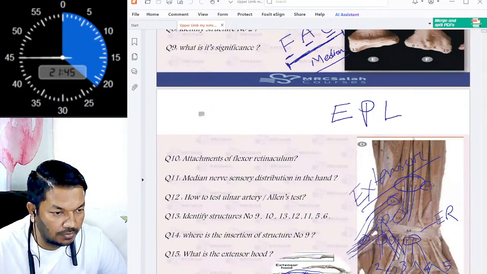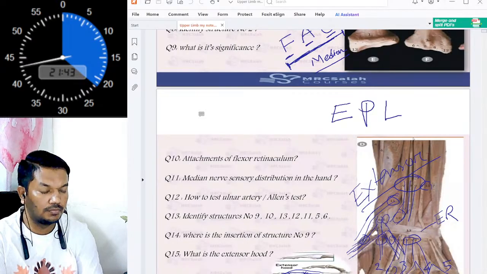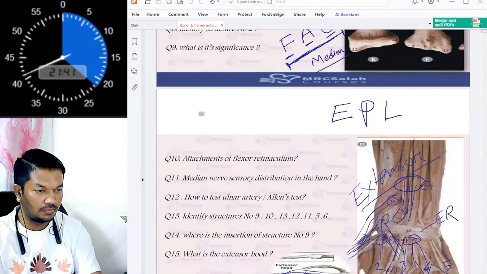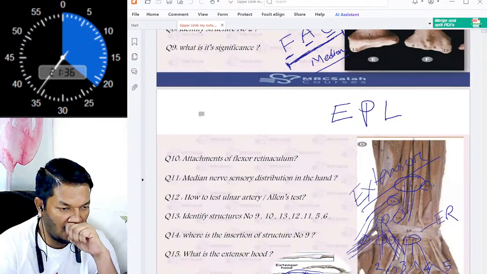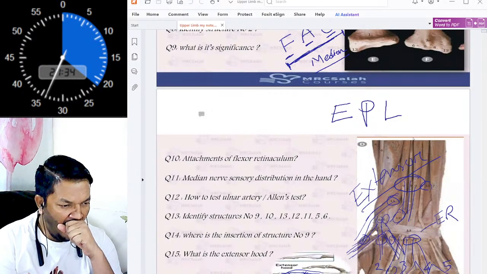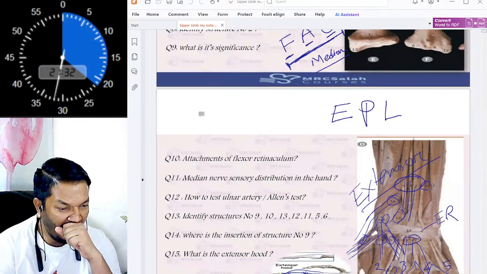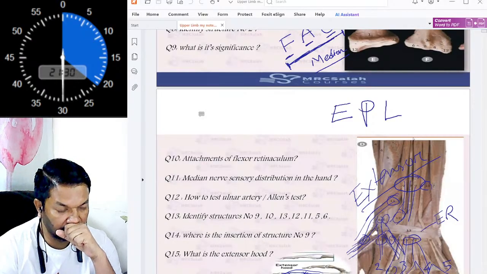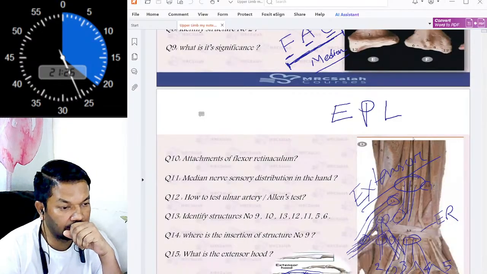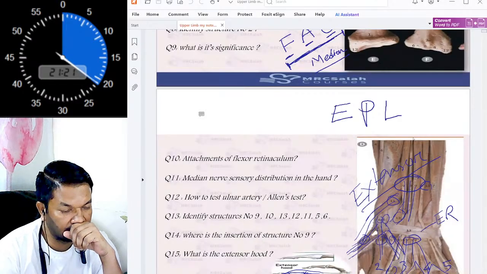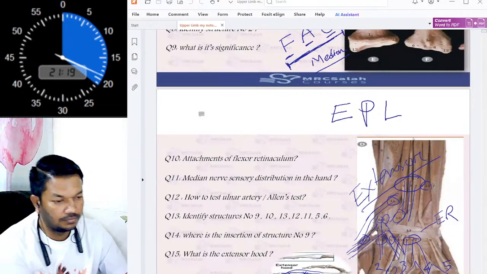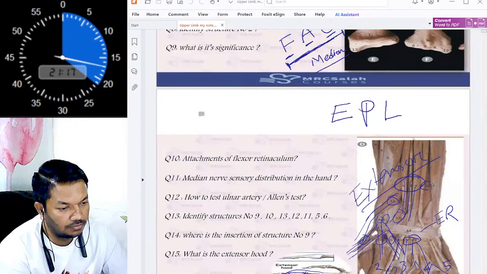So we need to ask the patient to elevate the hand and fist the hand for 30 seconds. Then we need to occlude both the ulnar artery and the radial artery. Then we ask the patient to elevate the hand and open the hand. The hand should be blanched. Then we release pressure from the ulnar artery, and the color should return within 7 seconds.